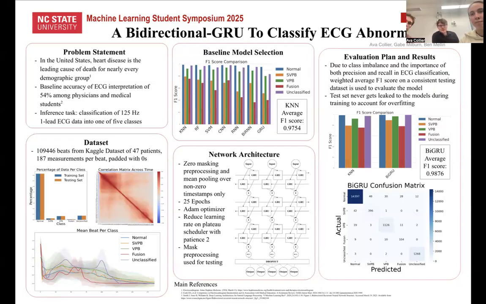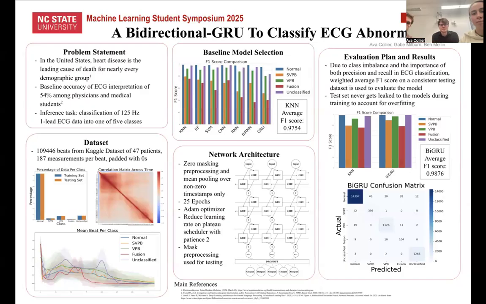As for our baseline model selection, we decided to focus on F1 score to include both precision and recall, because while we want to make sure our predictions are accurate, we want to make sure the recall is high, because misclassifying an abnormal beat as normal is what we want to avoid the most.